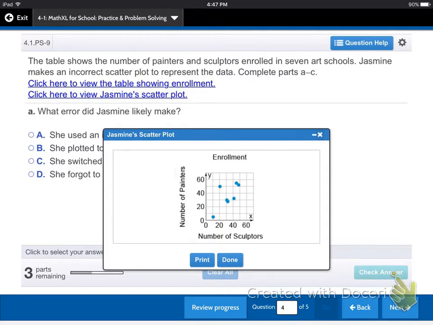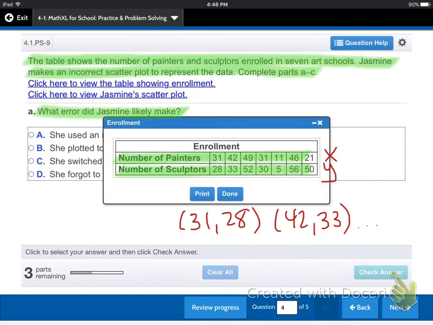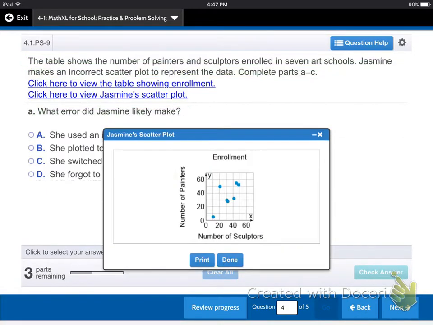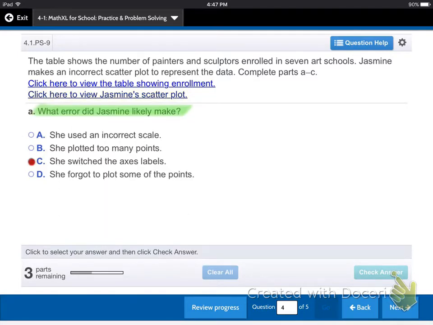And so again, we're looking for the numbers. Let's go back and check. 31, 28, 42, 33. But I don't see those. So let's take a look at what are the possibilities.